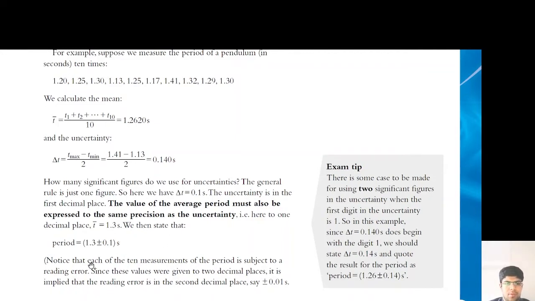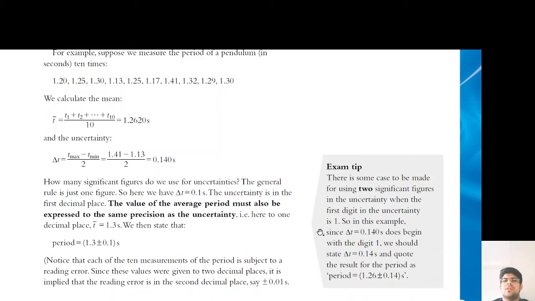So notice that each of the 10 measurements of the period is subject to the reading error. Since these values were given to two decimal places, it is implied that the reading error is in the second decimal place, let's say plus or minus 0.01 seconds. See this highlighted part: the value of the average period must also be expressed to the same precision as the uncertainty.